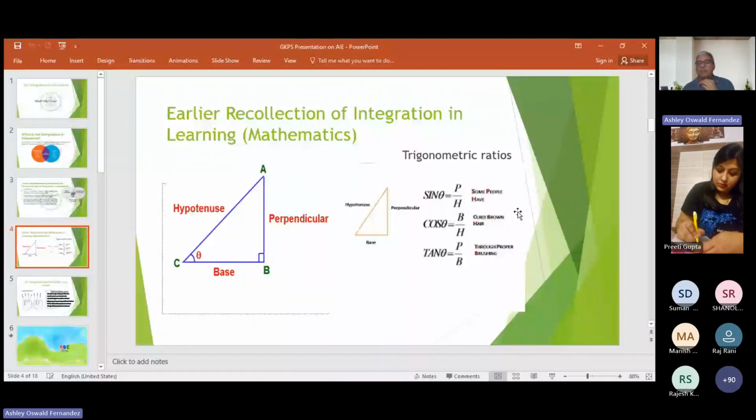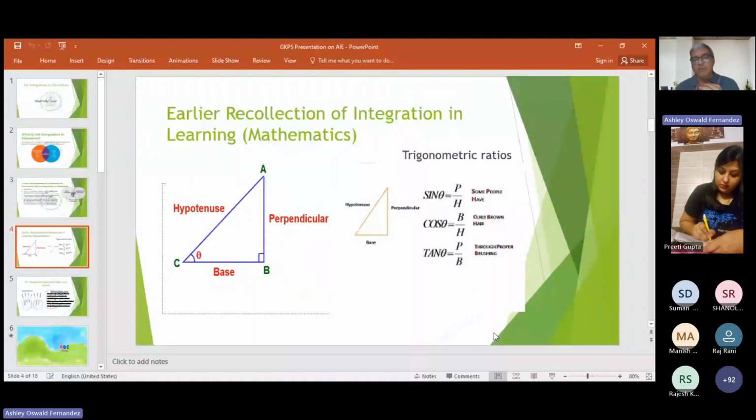And if you look at it properly, this can actually be converted into a simple sentence like, some people have curly brown hair through proper brushing. And children immediately recollected. This, I remember, was taught to me when I was in school, just to remember the trigonometry ratios in the simplest form of this kind. This itself is integrating an art form into your learning. And believe me, I don't think we ever forgot that.